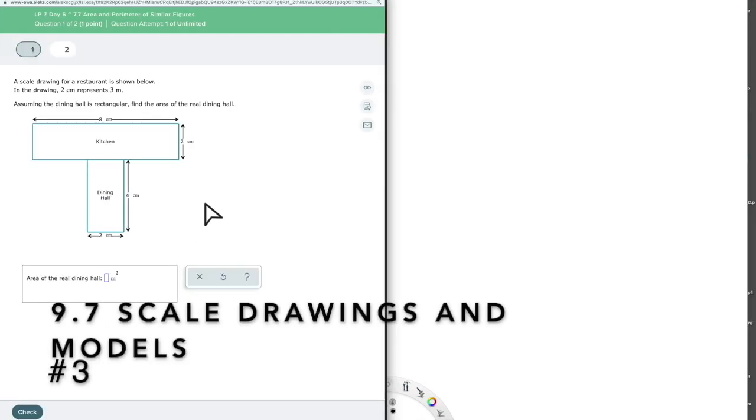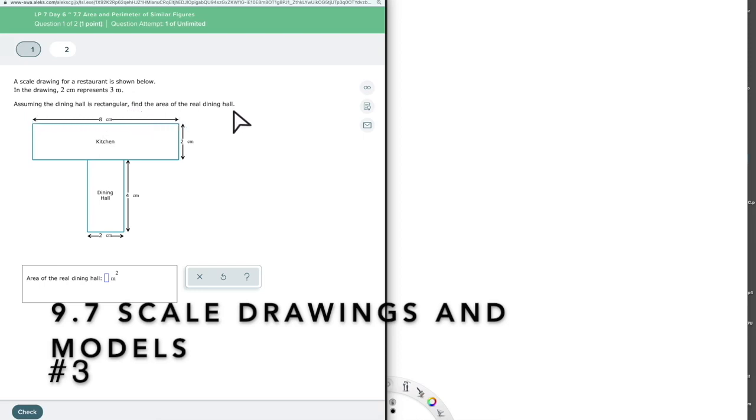All right, let's go ahead and get started here. So a scale drawing for a restaurant is shown below. All right, so we have a scale drawing. In the drawing, 2 centimeters represents 8 meters. Sorry, I don't know why I said 8. I saw 8 here and said 8 meters. 3 meters. Assuming the dining hall is rectangular, find the area of the real dining hall.